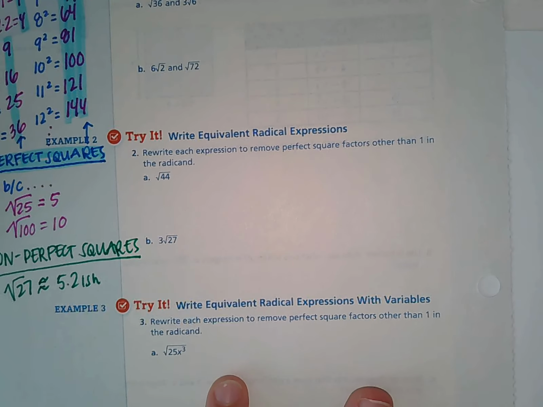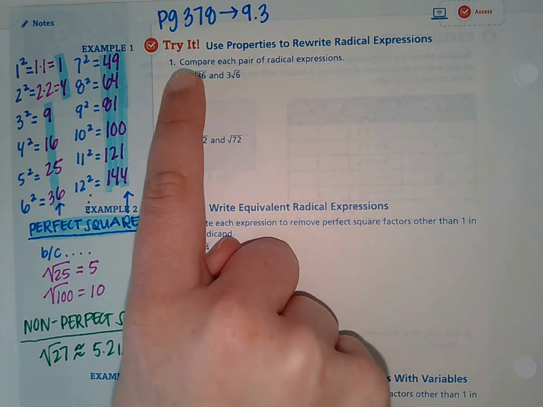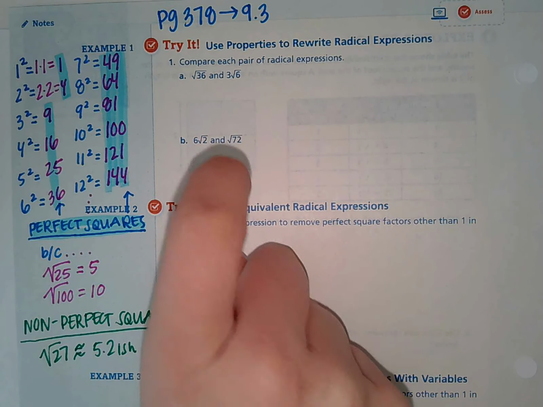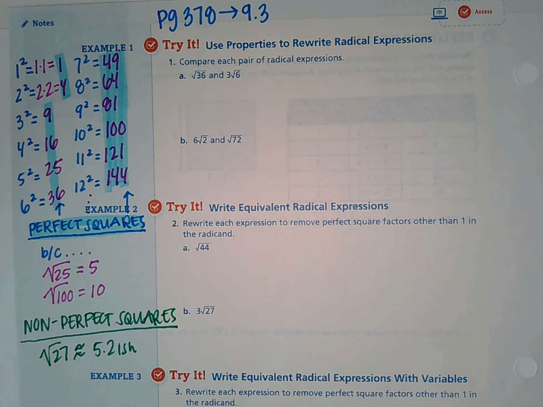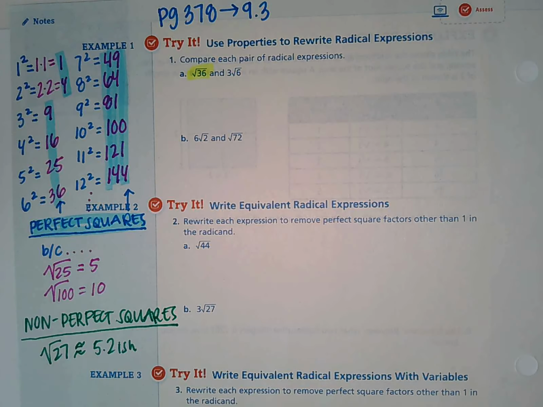So if we take a look at example 1, part A, it asks us to compare radical 36 and 3 radical 6. Now I'm looking at that, I'm thinking, okay, they're the same numbers. I see a 6, I see a 3, I see a radical sign. Are they the same numbers or are they not the same numbers? The first thing that jumps out to me here is this radical 36.